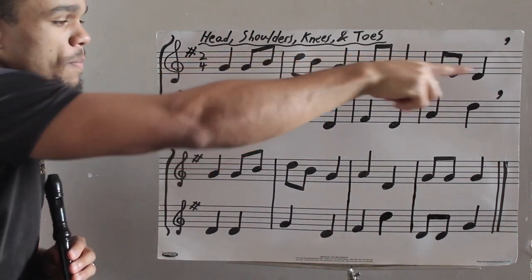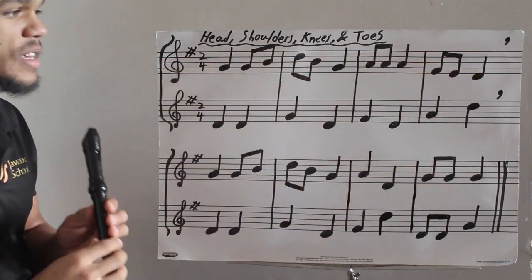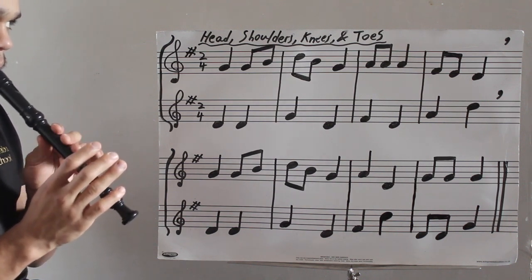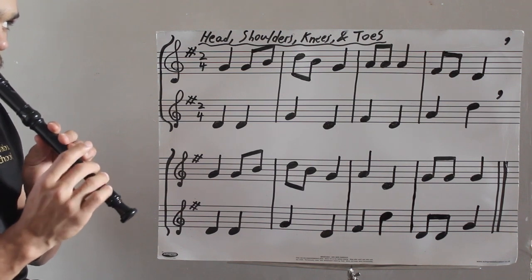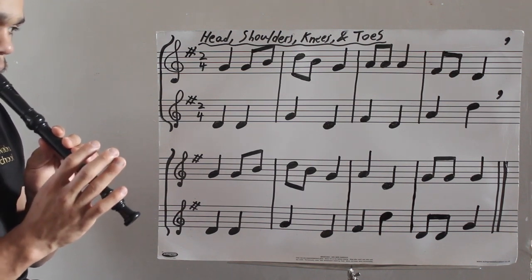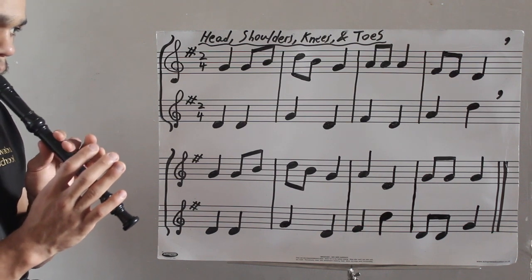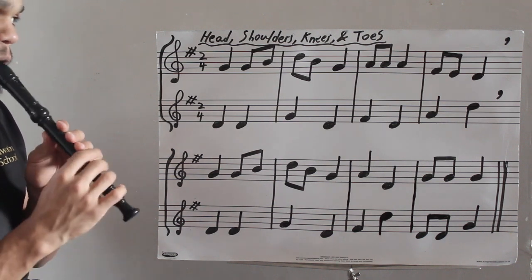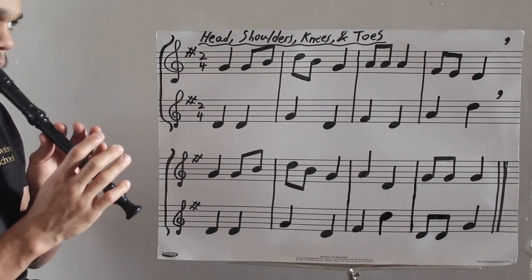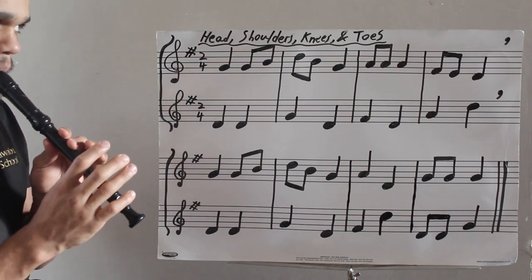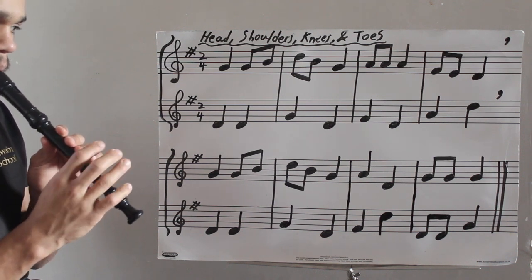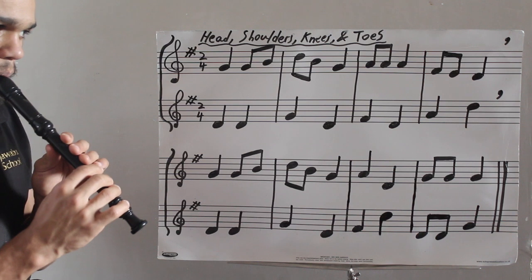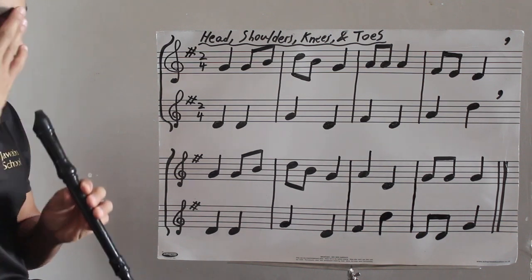Now let's put line number 1 and line number 2 of the melody together. 3, go. A bit slower. Now that was the melody.